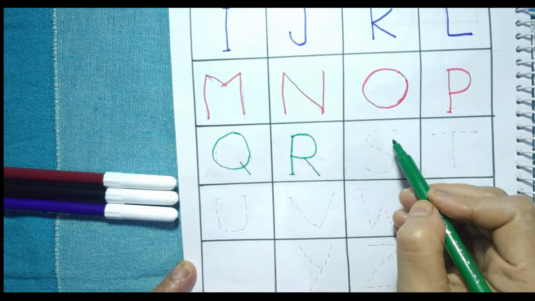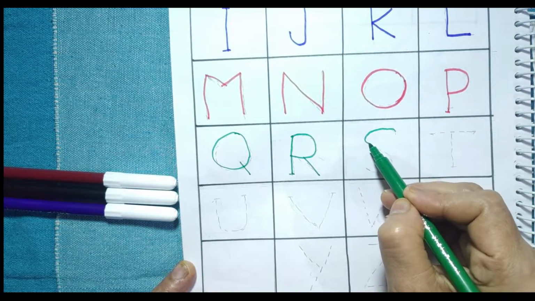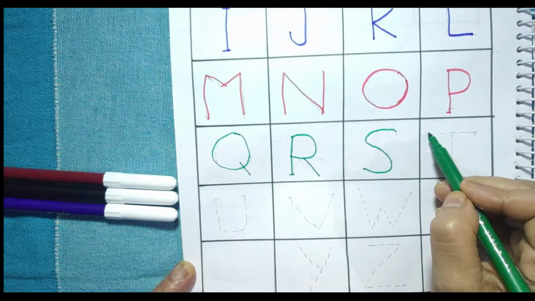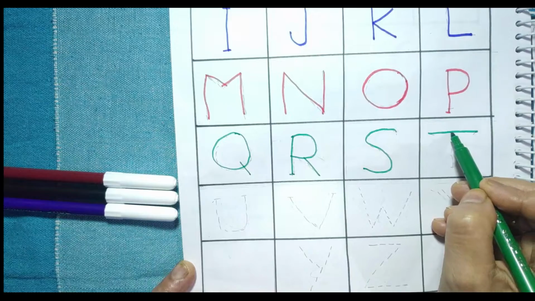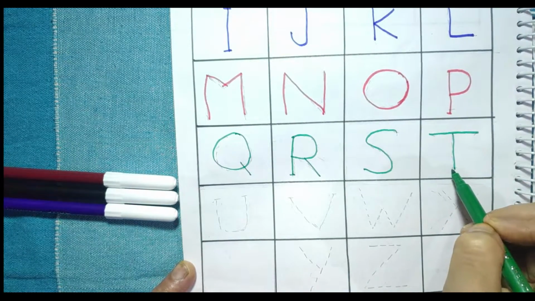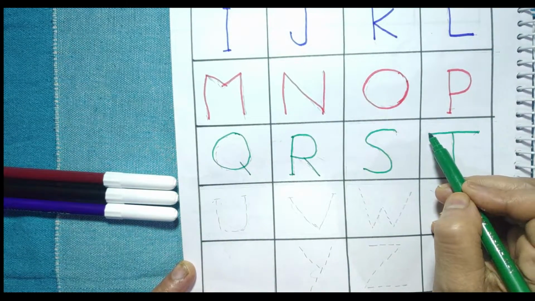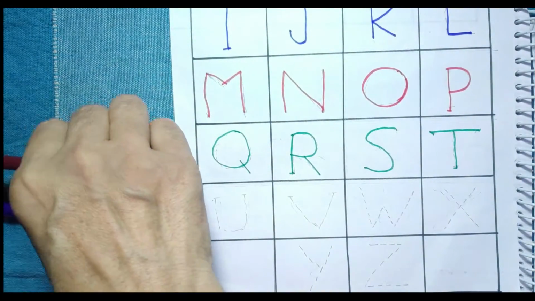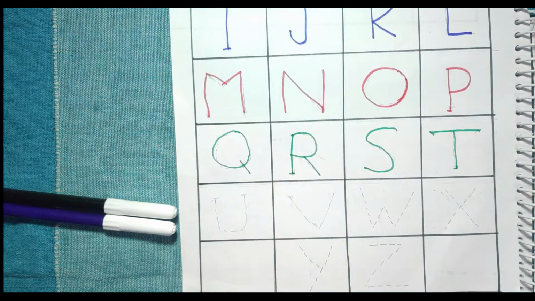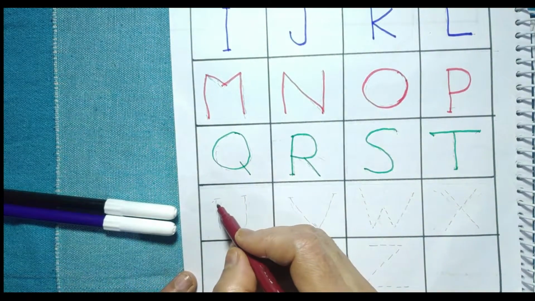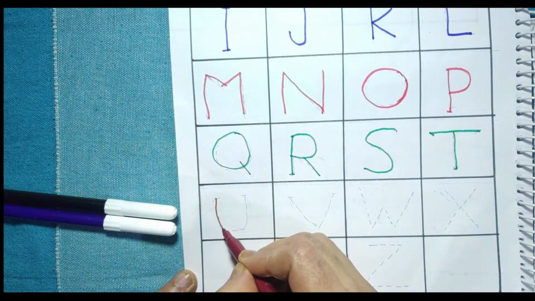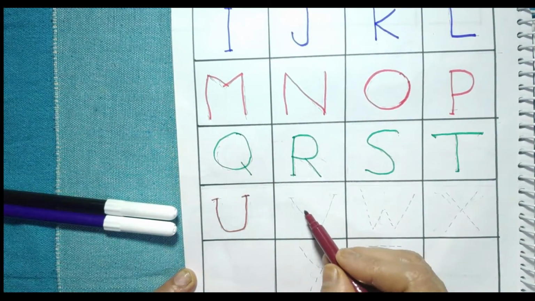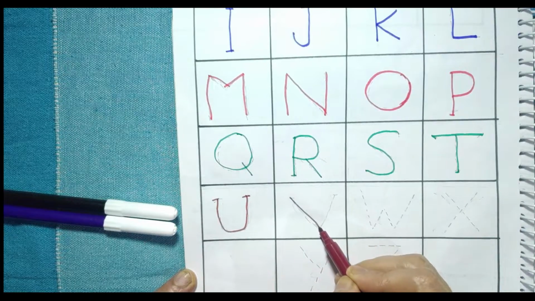W for well and W for water. X for box, X for fox. Brown color. Y for yacht and Y for yellow. Z for zoo, Z for zebra.